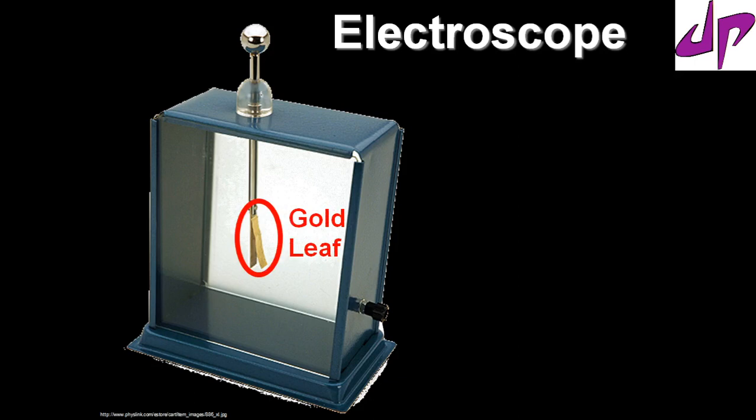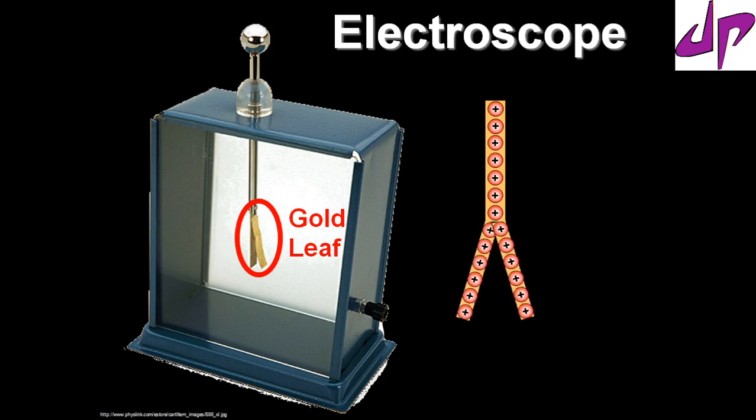The property of charge is that like charges repel each other. It means if you embed the same charge on these gold leaves, since they are close to each other, they will repel each other. This is the principle of how this electroscope works.